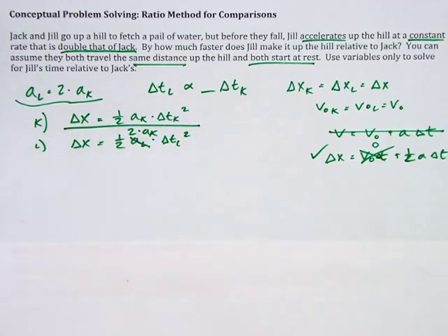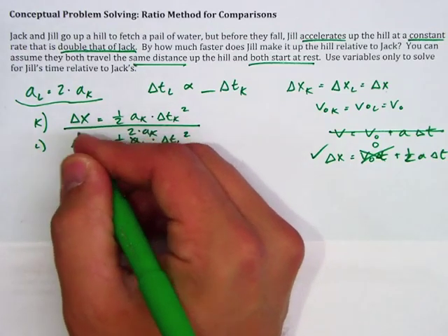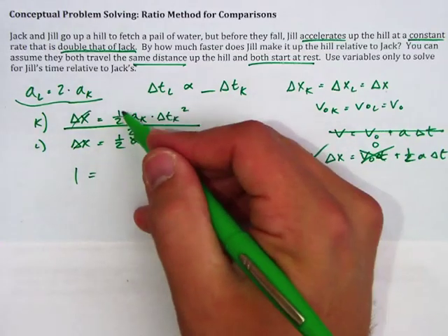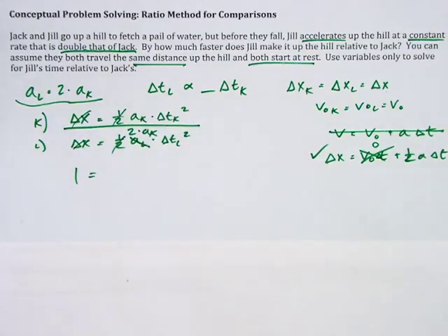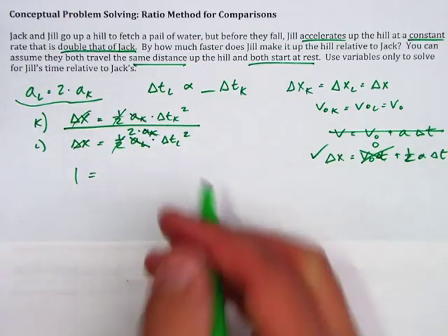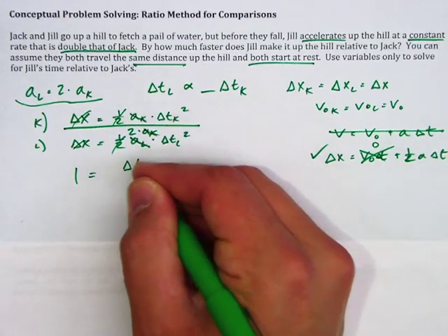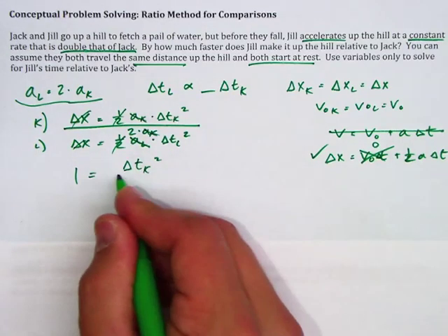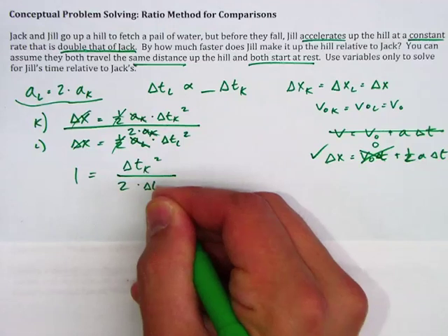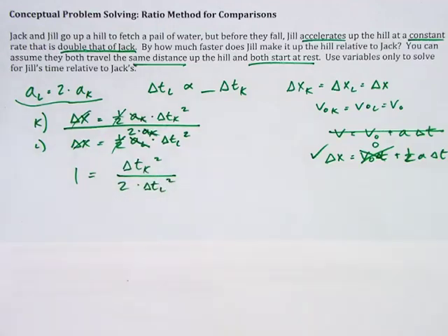So when I set these up as a ratio, what I'm left with is delta x over delta x on the left. Well, these basically cancel and give me 1. My 1/2 on this side are common and cancel. My a_K's are common and cancel. And what I'm left with on the top is delta t_K squared over 2 times delta t_L squared. All right, so very quickly in one step with the ratio, I've eliminated many of the variables.